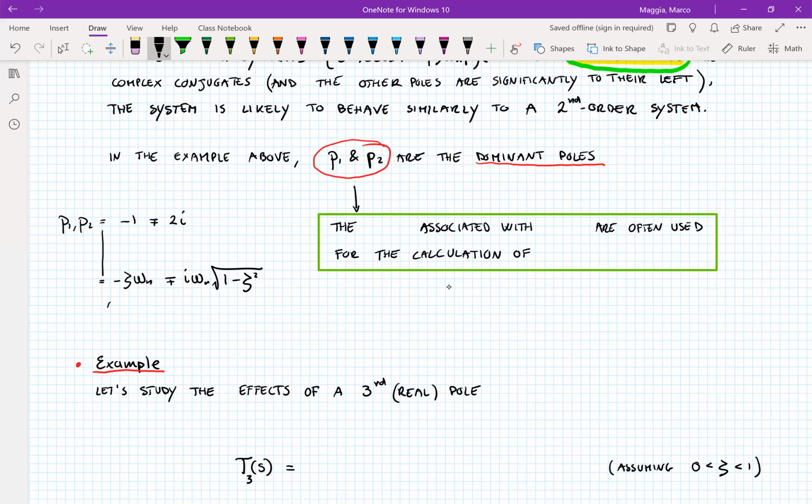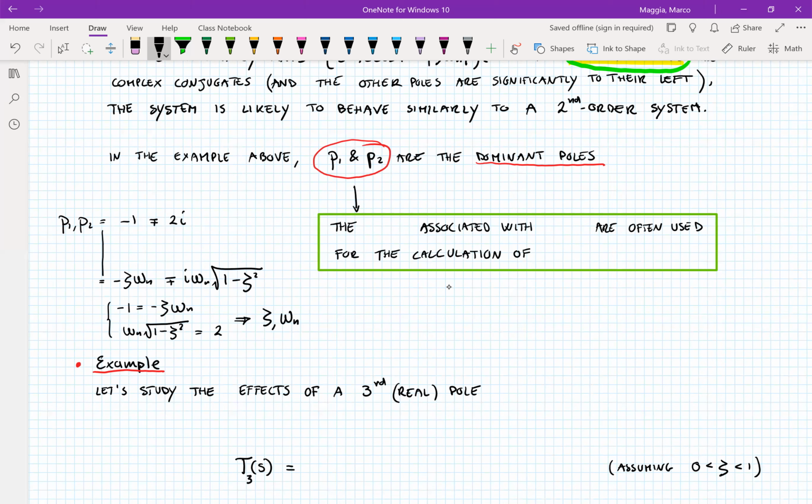So all you have to do is equate -1 with minus sigma omega n, and omega n square root of 1 minus zeta squared equated to 2 in this case. And so now you have two equations, two unknowns, and you can find zeta and omega n.